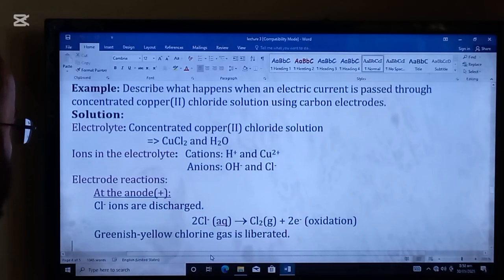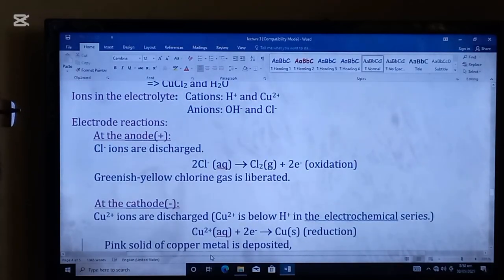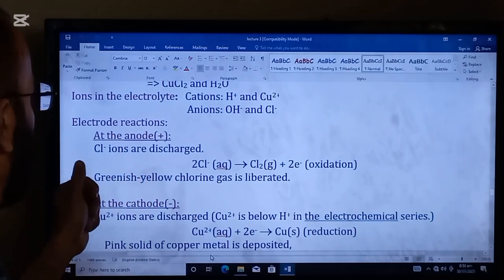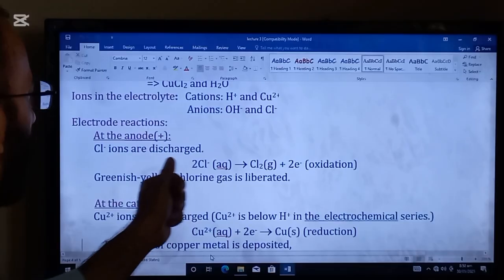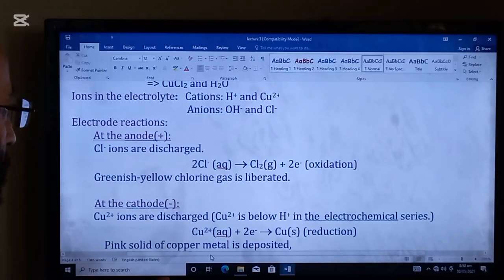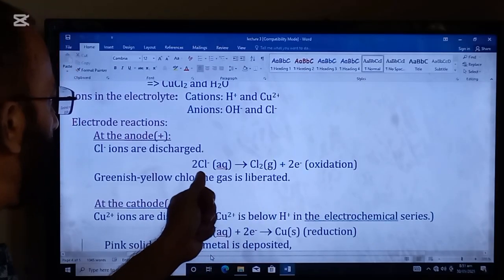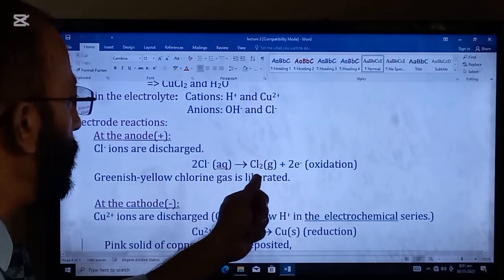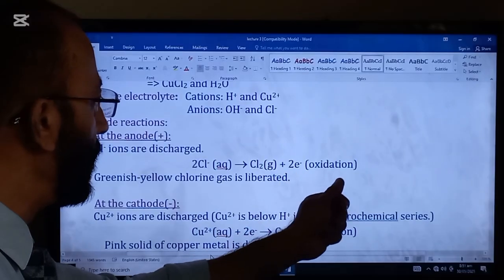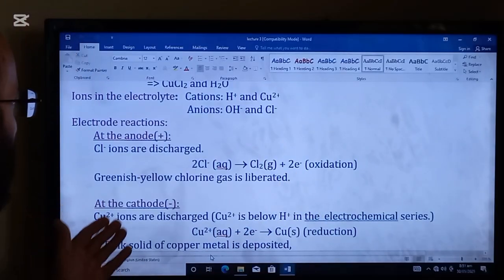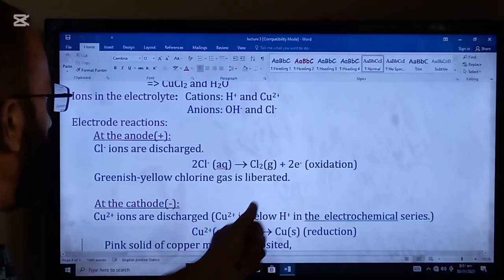Electrode reactions. At the anode, Cl- ions are discharged because of the high concentration. And the reaction is 2Cl- forms Cl2 plus 2 electrons. This is an oxidation reaction. Greenish yellow chlorine gas is liberated.